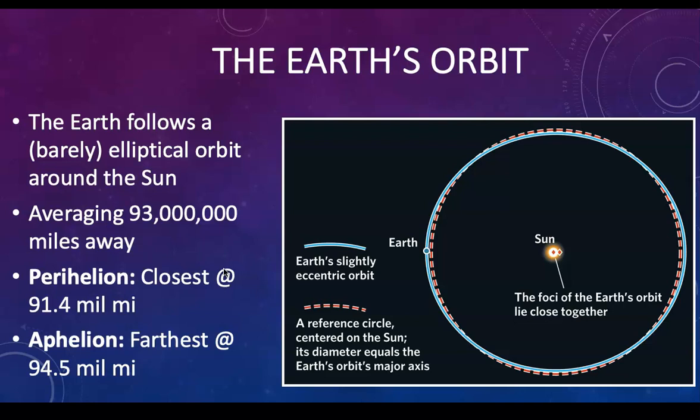You see a circle in red dash here, and you see the blue line that is our orbit, and they almost line up on one another. Almost line up on one another. We average about 93 million miles away from the sun.